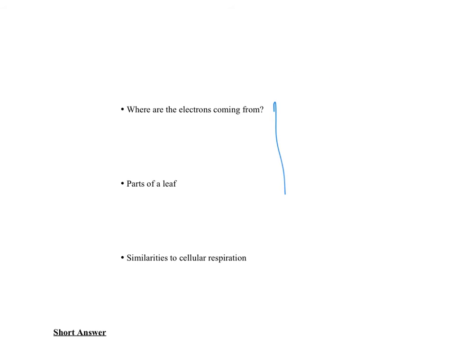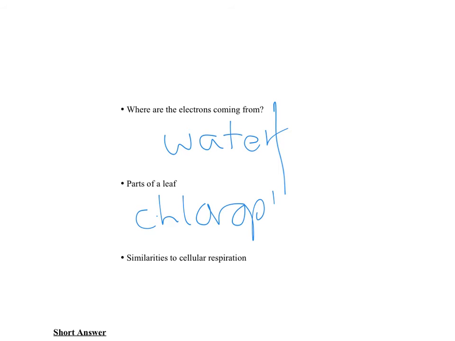Okay, so the electrons in photosynthesis come from water. There is a question on the parts of a leaf, so please review your parts of a leaf. You need to know where the chloroplasts are in a leaf, so please look that up. And then you have to know the similarities of what photosynthesis and cellular respiration have in common.